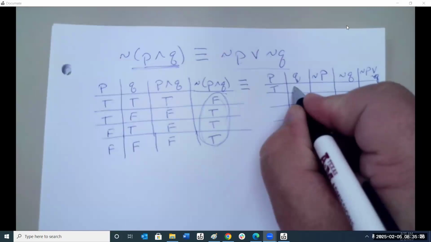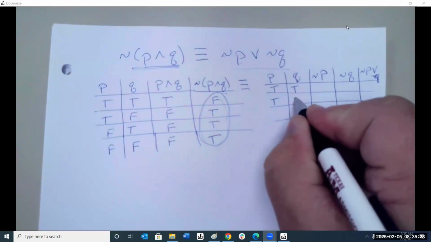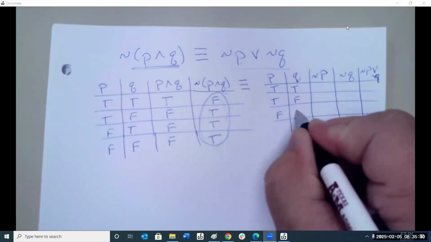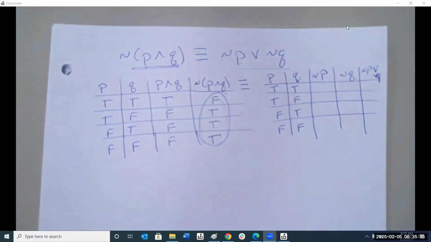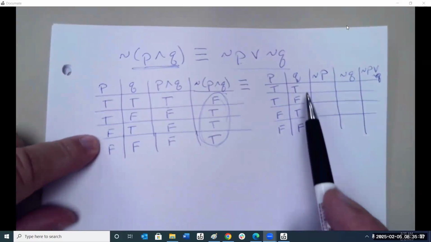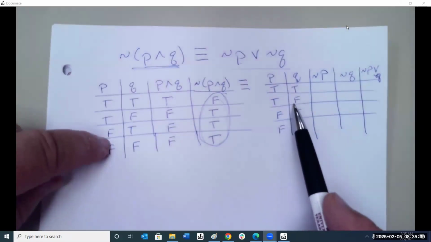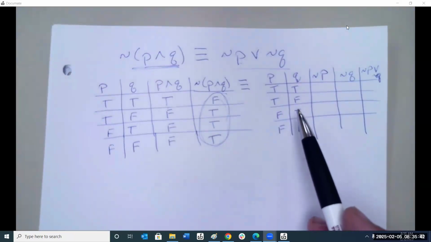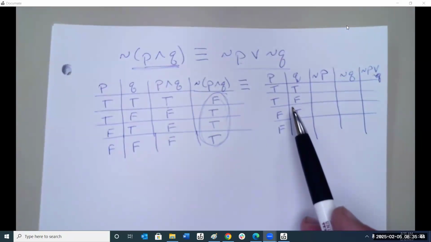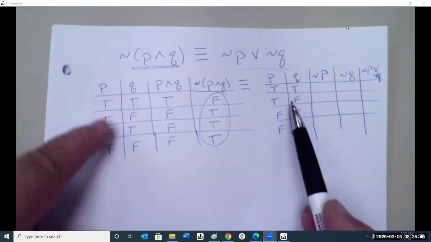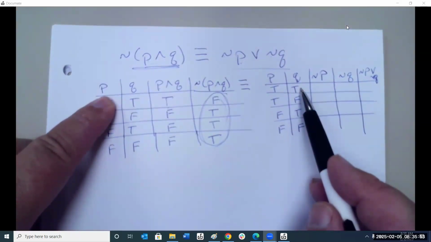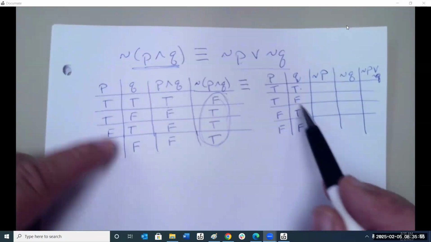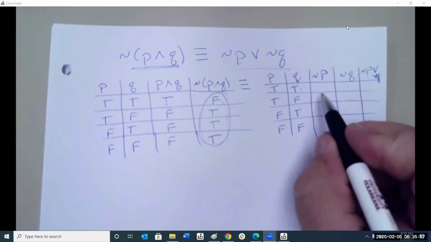So we have true, true, true, false, false, true, false, false. Now you see why it's important to always keep the same logical pattern of your first two columns, your P and Q, because that way you know what you're looking at. Any table you look at, you don't have to decipher what is it, true or false. You know, first row is always going to be true, true. The last one's always going to be false, false. So what's the next column going to be?